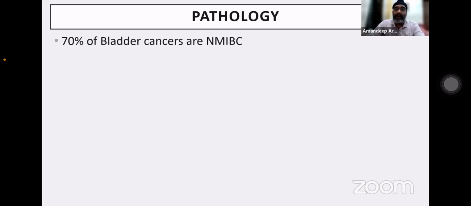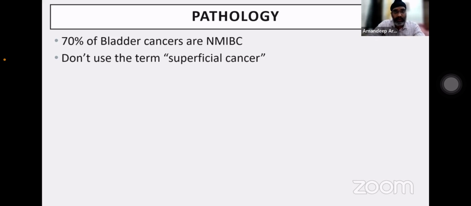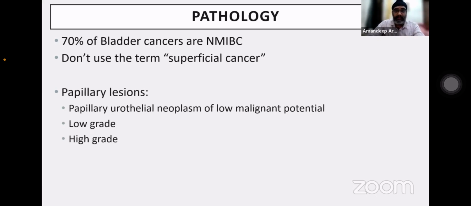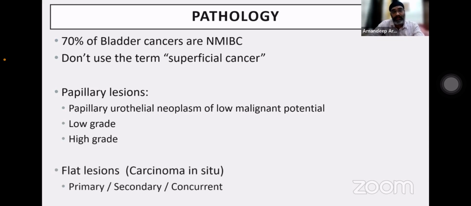So 70% of our bladder cancers are non-muscle invasive bladder cancers. We should not be using the term superficial bladder cancers because even in non-muscle invasive bladder cancers, we can have cancers which have invaded the lamina propria. These can either be papillary lesions. Papillary lesions can be of three types: papillary urothelial neoplasms of low malignant potential, which we call PUNLMP, or they can be of low grade or of high grade. Then we can also have flat lesions, which are carcinoma in situ.